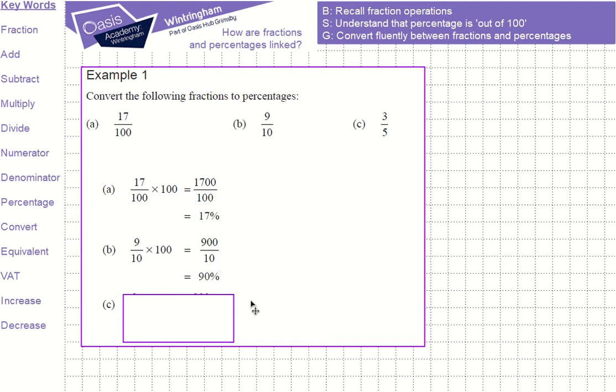Moving on to part C, 3/5. Write that question down, and let's have a look at our working out. So again, all of this question is converting a fraction to a percentage. So our method is to multiply the fraction by 100. 3 multiplied by 100 is 300, and the fraction line means divide, so 300 divided by 5, and we get 60%.